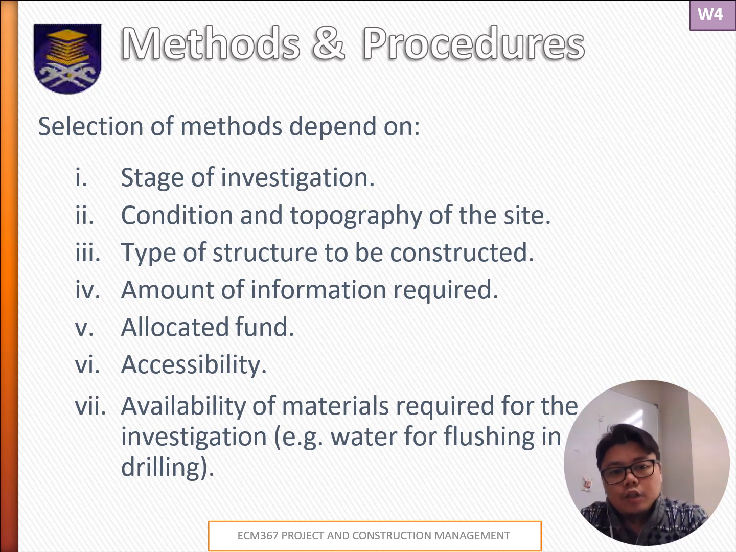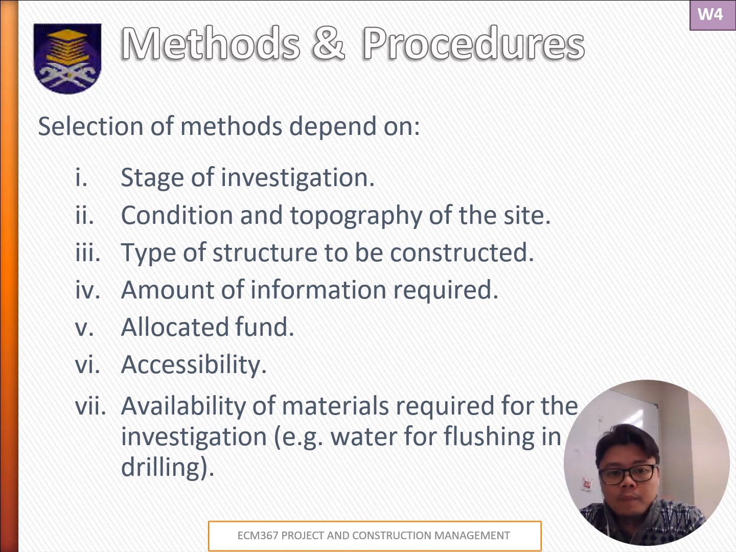And then the selection of site investigation methods is based on several critical factors. Starting with the stage of investigation. Usually the early stages require a broader overview, while later stages require a detailed analysis. The site conditions and topography refer to its physical characteristics, such as landscape and existing features. We also need to look at the intended structure, because different structures, from high-rise buildings to bridges, all demand specific investigation techniques.